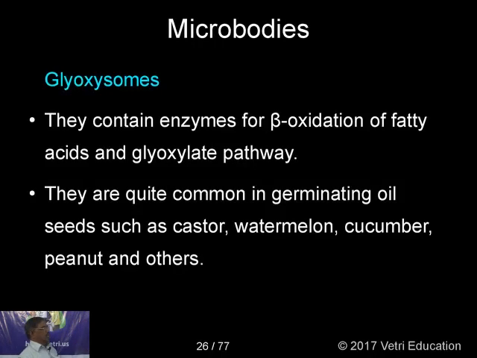These glyoxysomes contain enzymes for beta oxidation of fatty acids and the glyoxylate pathway. They are quite common in germinating oil seeds like castor, and also in watermelon, cucumber, peanut, and other seeds.